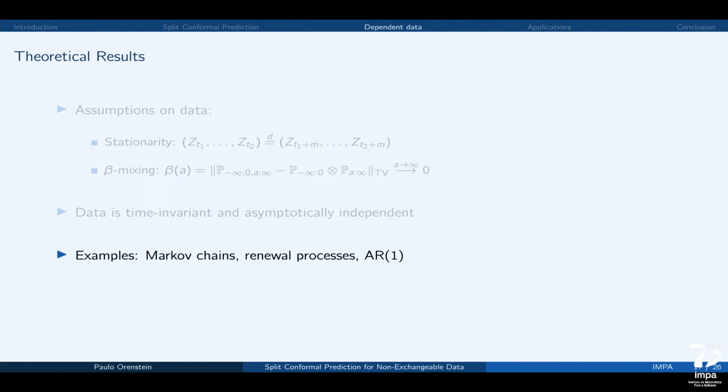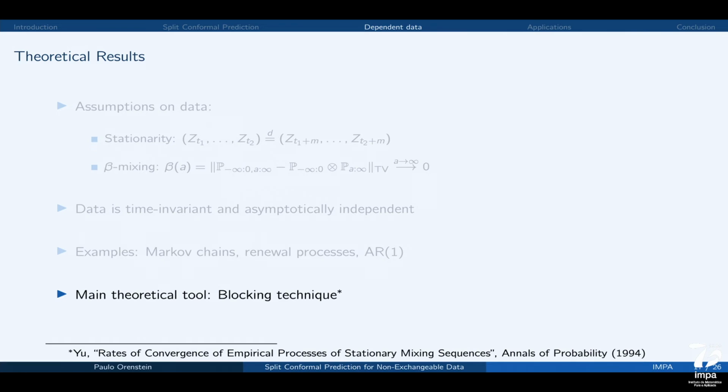What are some examples that still fit these categories? There are broad classes of Markov chains, finite-state ergodic Markov chains, renewal processes, autoregressive processes. So it's still a pretty rich class for many models we care about. The main theoretical tool we're going to use here is something called the blocking technique. I'm not going to talk too much about it; I'm happy to talk about it later. It was developed by Bin Yu in 1994.